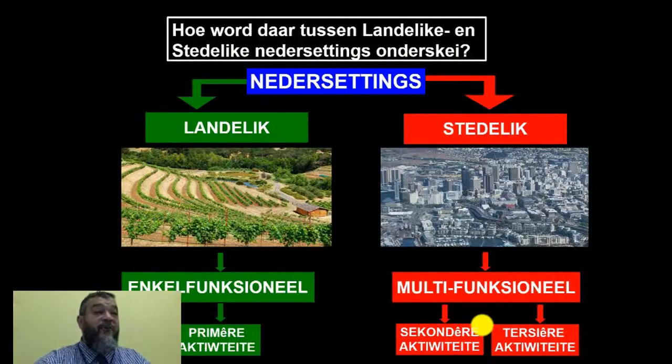Now, how do we differentiate between rural and urban settlements? Onderskei ons tussen landelike en stedelike nedersettings. Now, if you look at the picture, landelik is the Afrikaans word for rural. Stedelijk is the Afrikaans word for urban. Look at the two pictures on the slide in front of you. You can clearly see the slide on the left-hand side is showing you farming activities. En op die rechterkant kan ons sien, daar wys ons 'n stad.